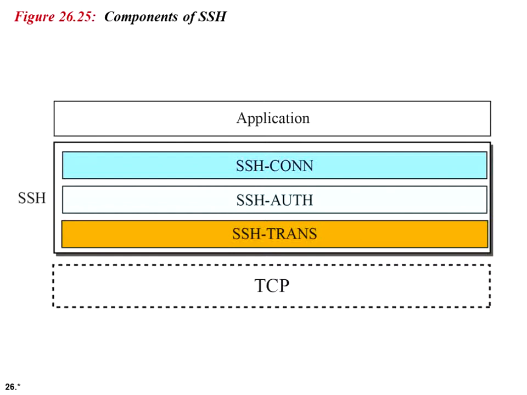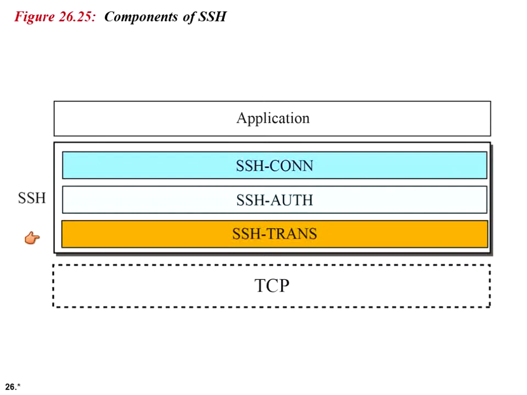So here you can see these are the components of SSH, that is Secure Shell. We have three components. The first one is SSH trans. As we know that TCP is not a secure transport layer protocol, so SSH first uses a protocol that creates a secure channel on top of TCP. So this is our TCP. On top of it we have SSH trans.